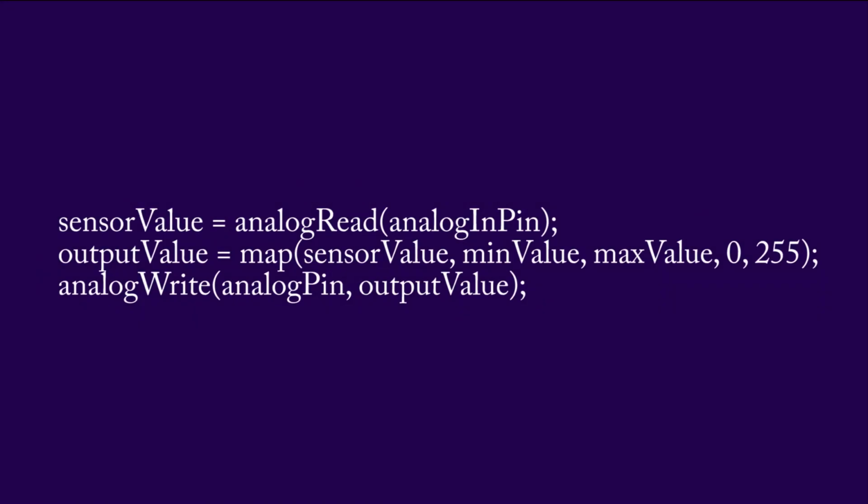sensorValue = analogRead(analogInPin). This is for taking something that has an analog input, like a sensor, and reading from it. outputValue = map(sensorValue, minValue, maxValue, 0, 255). This allows you to map a sensor value between 0 and 1023 typically to 0 and 255. Finally, you have analogWrite(analogPin, outputValue). This is a simple writing of an analog value to a pin. Using analog values allows for finer control when devices need more than simple on or off behavior.